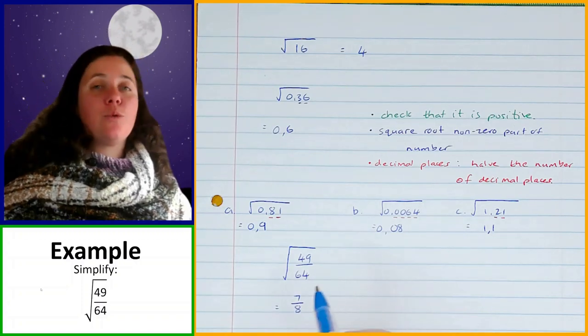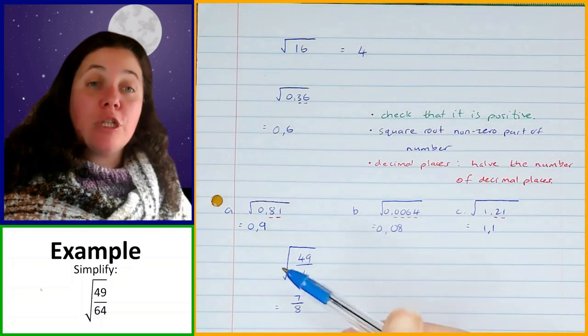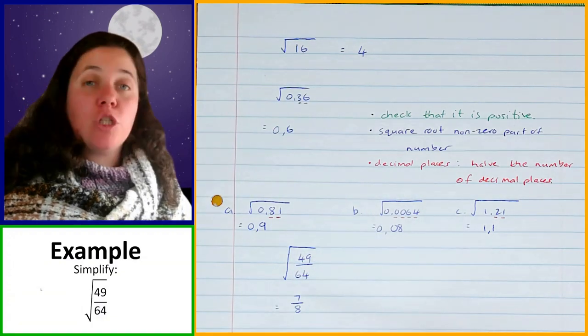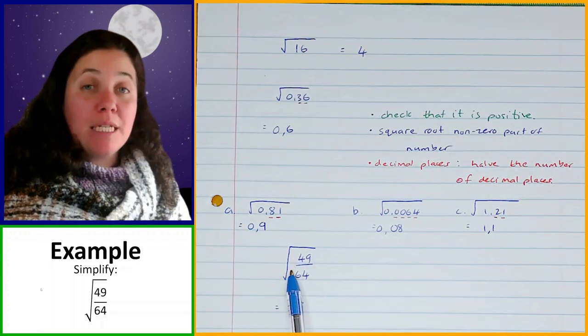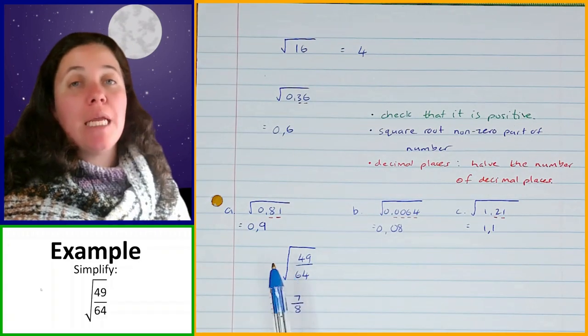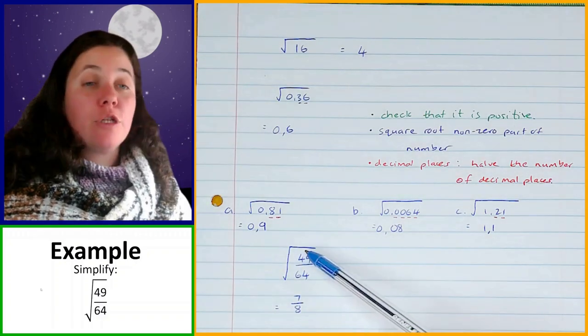So when you are finding the square root of a common fraction, you have to find the square root of the numerator, which is the top, and the square root of the denominator, which is the bottom. Again, just like with squaring, if that was a mixed fraction, we would first have to change it into an improper fraction, and then we would apply our square root to the numerator and the denominator.